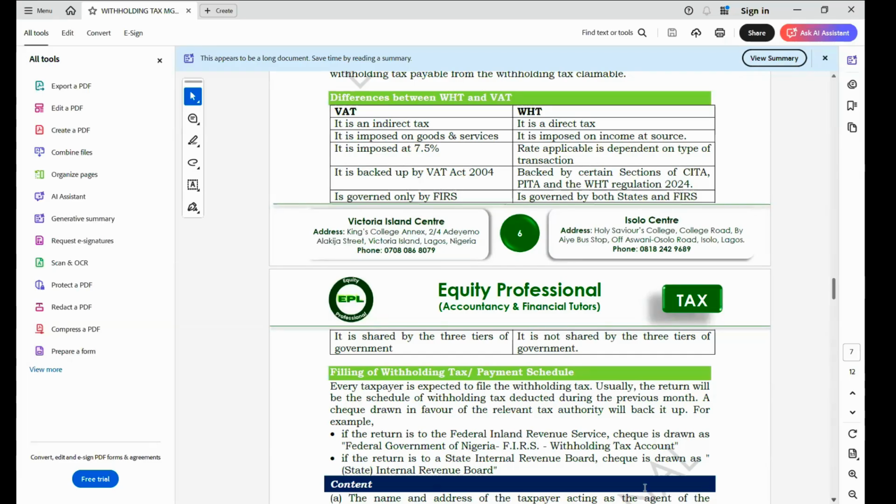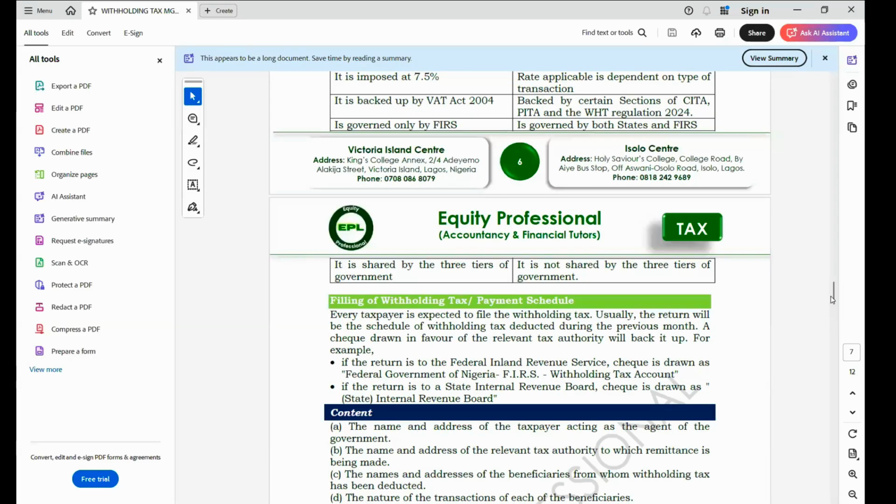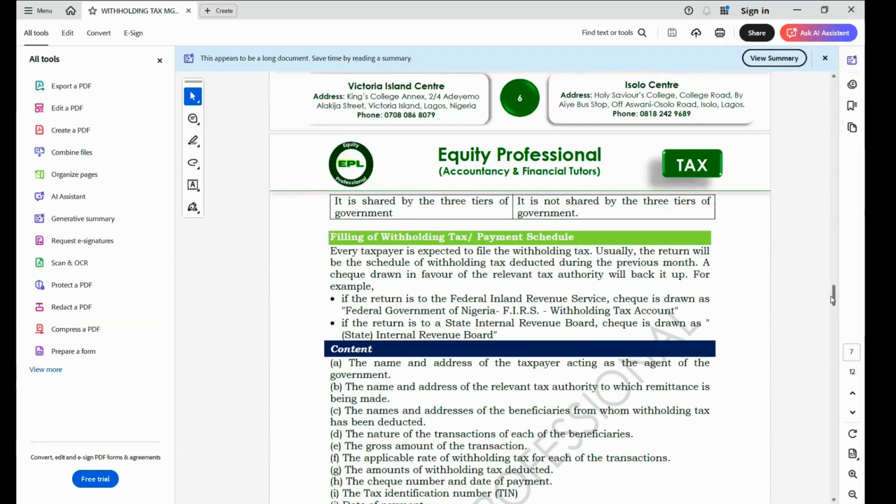The examiner may also ask us for the content of this withholding tax schedule. It is very important we know the content. You don't need to crack your brain. As I already told you, that document is going to emanate from the agent. So some of the items that will be in it: there must be the name and address of the taxpayer acting as the agent.